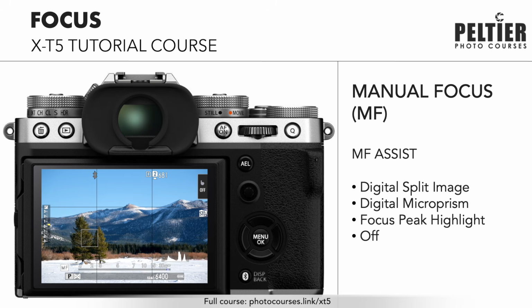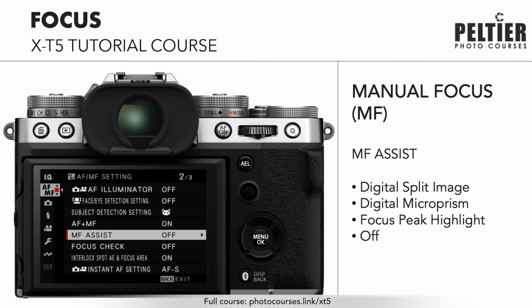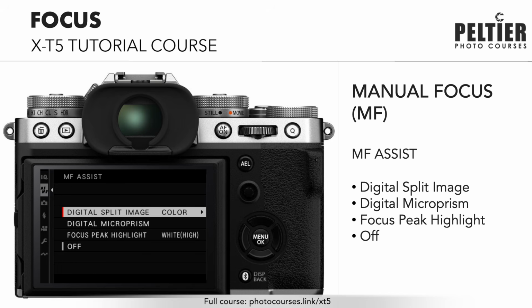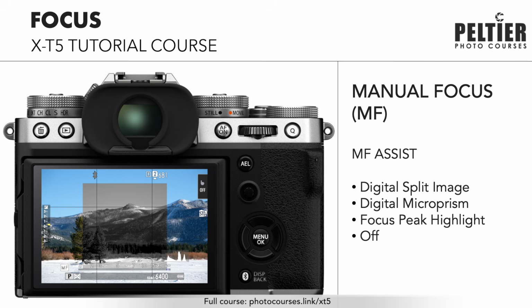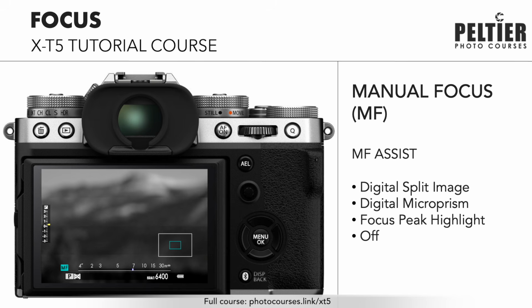We also have a manual focus assist mode. Go into the AF/MF setting menu and then look for MF Assist. Digital split image slices the frame into horizontal slices. And when the image is out of focus, those slices will not align with one another. As you bring the image back into focus, now those slices are going to start to align.